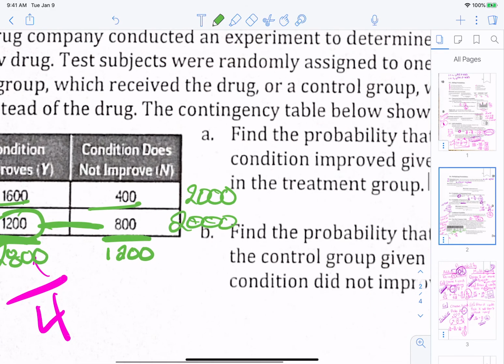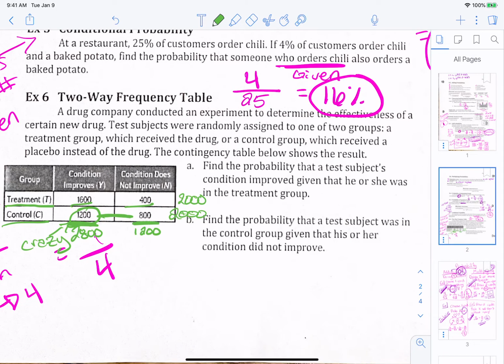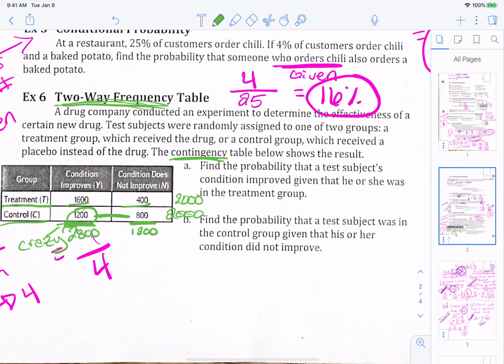Okay. All right. So a drug company conducted an experiment to determine the effectiveness of a certain drug. Test subjects were randomly assigned to one of two groups, a treatment or a control. The contingency table. I like that word. That's one of my favorite math words, contingency. This is a contingency table. Or it's called a two-way frequency table, which is this word up here. Those two both mean the same thing. Find the probability that the test subject's condition improved given, circle, box, underline that word, given that he or she was in the treatment group.